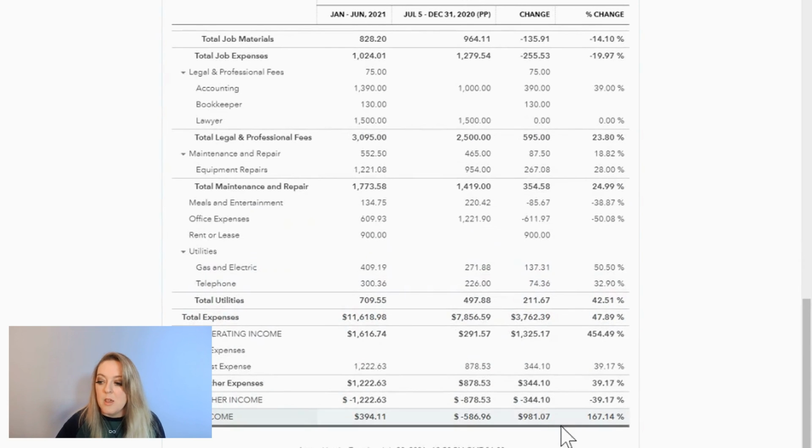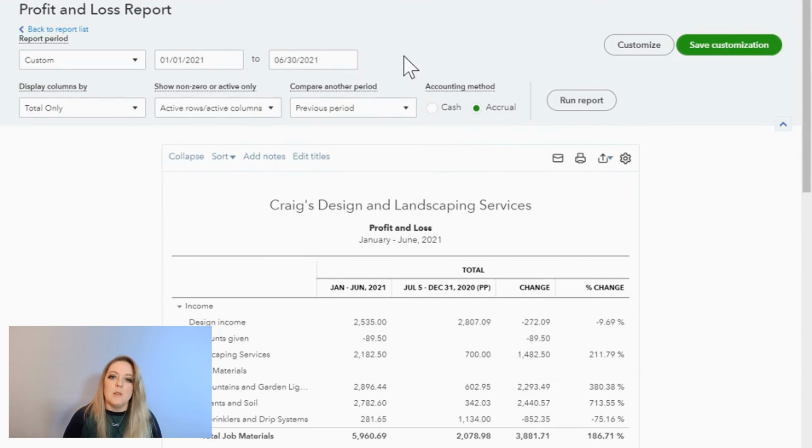And overall, their income, they were operating at a loss in the previous 6 months. They're operating at a profit now. Those things are all good indicators to know. And that's one of the big things that we like to look at, is these year over year, quarter over quarter, month over month comparisons, because it tells us a lot about the health of the company. So that said, that is our deep dive into reading the profit and loss.